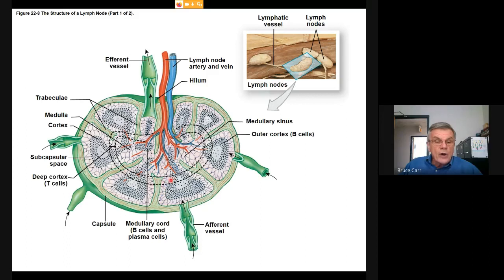This final ring, this donut-shaped dotted line, is a location called deep cortex, and the deep cortex is populated with T cells. Now, T cells mature in the thymus, and you remember they're cell-mediated immunity, so they're the cells that are armed with specific antibodies and are actively, the living cell, called the cytotoxic T cell, must be present to provide the defensive effect.